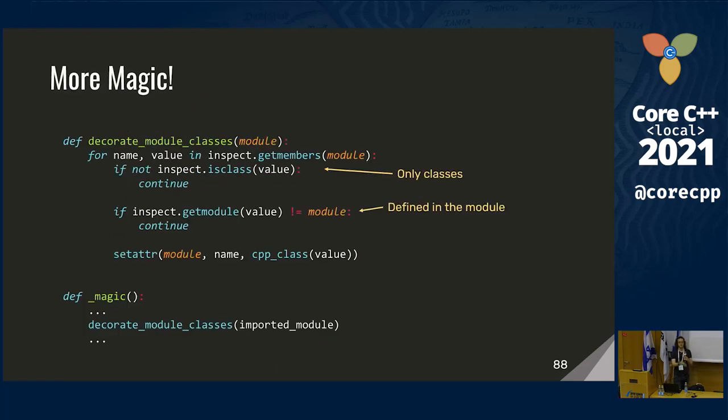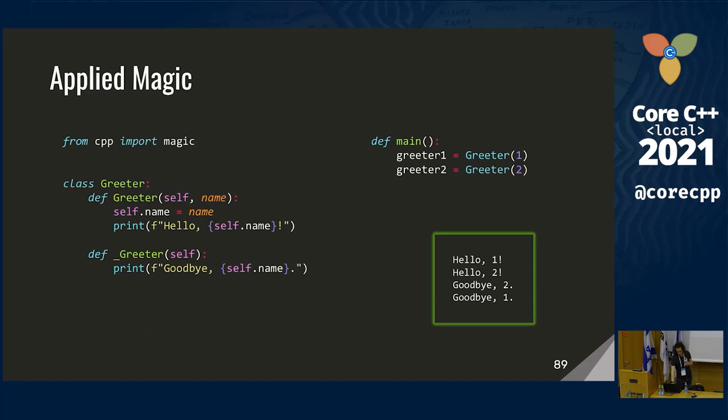Additionally, we go to the magic function and make sure to decorate all the classes as well. It's very simple, similar to what we did with the functions. We go through the module, we check whether something is a class, we check that it's defined in the current module, and if it is, we decorate it. And with that, Critter looks a lot nicer, a lot more like C++. And it prints whatever we want it to print.